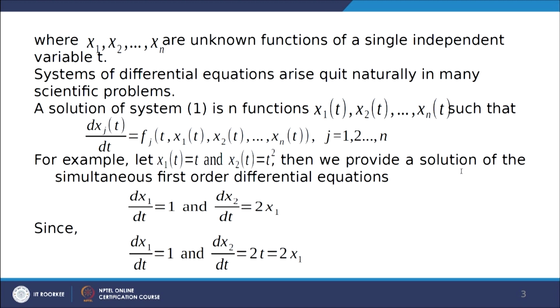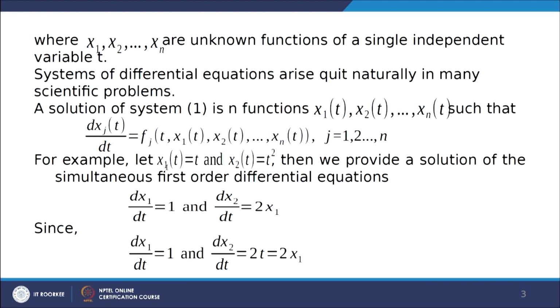Then these two functions provide us a solution of the simultaneous first order differential equations, dx1 by dt equal to 1 and dx2 by dt equal to 2x1. We can see we have a system of two differential equations of first order. So, if you take x1(t) equal to t and x2(t) equal to t square, we can show that these two functions satisfy this system of differential equations.